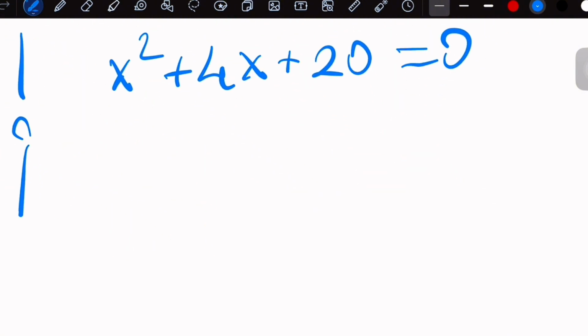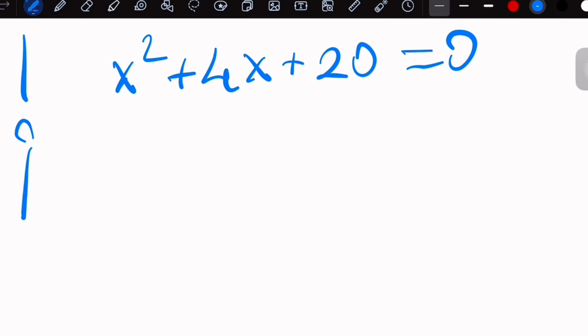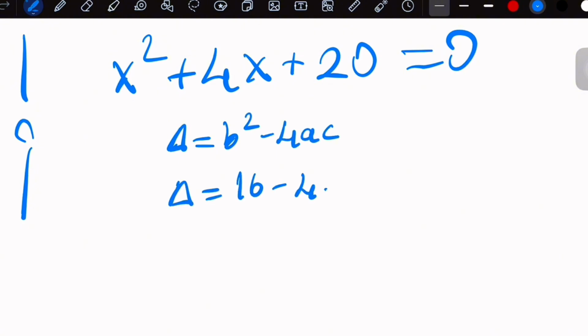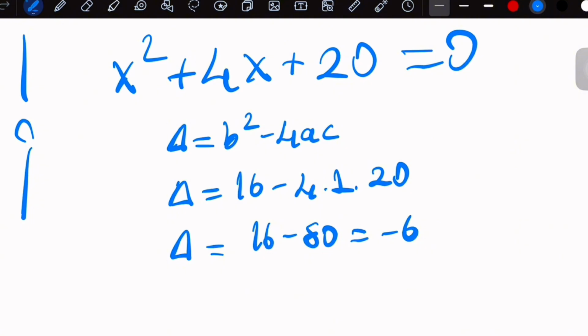What can I do here now? Look, we have a second degree equation. Then I can look at the delta, or discriminant. What did we call delta? Let's remember it immediately: b squared minus 4ac. Delta equals, I apply this immediately, 16 minus 4 times 1 times 20. Delta equals 16 minus 80, which is minus 64, smaller than 0.